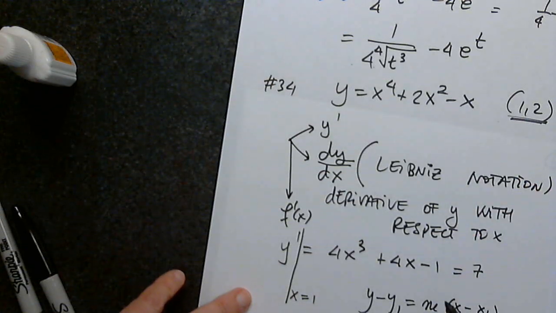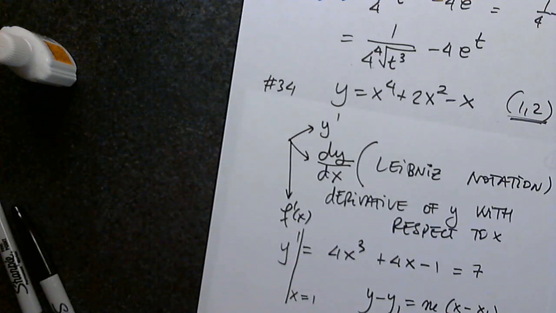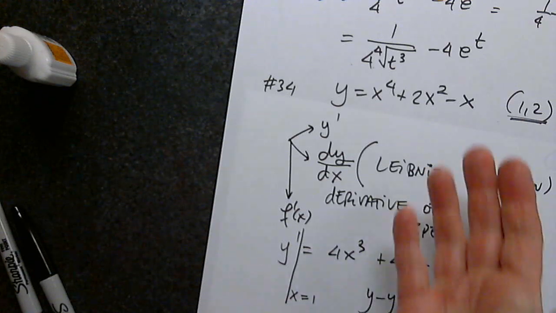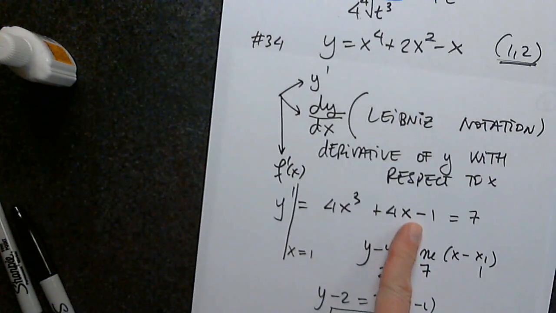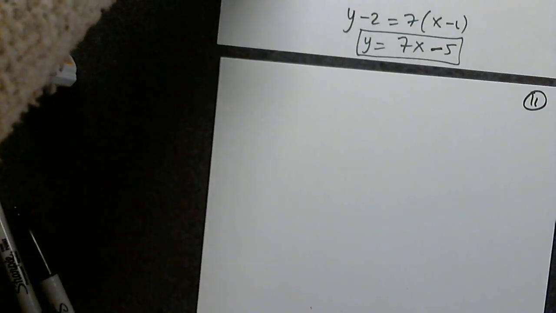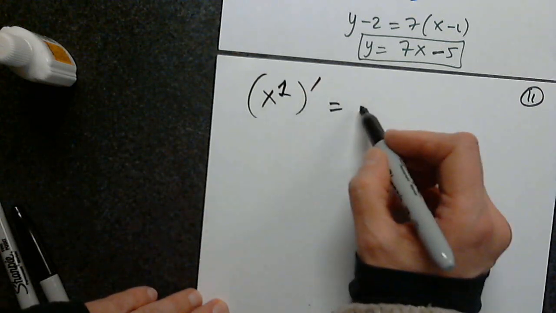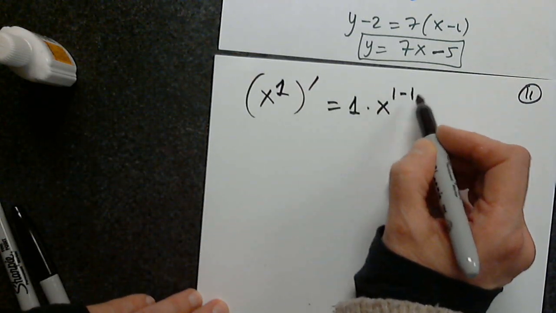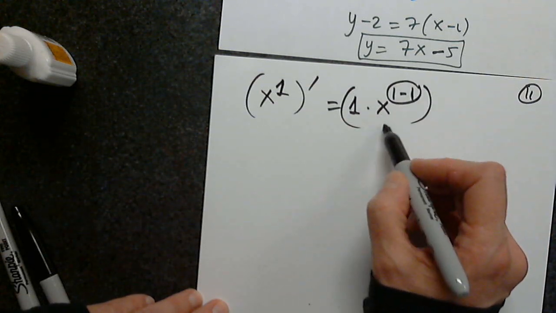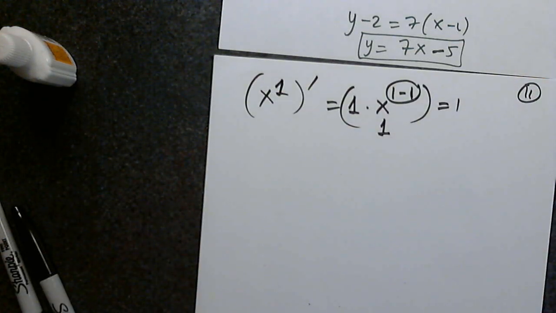The slope of negative x is negative 1. For linear functions, yes, the derivative is just its slope. So when you differentiate, that's one way. We don't really do it like this. So 1 times x to 1 minus 1. This is 0. X to 0 is 1. So that's how you get that x prime is 1.